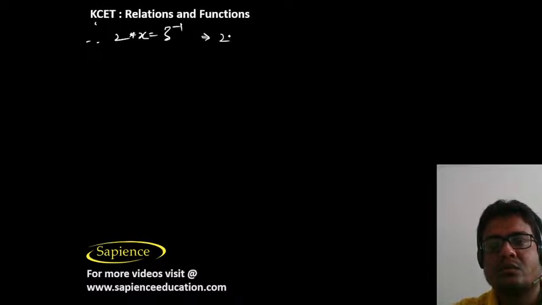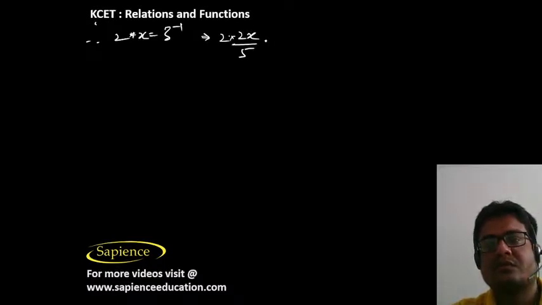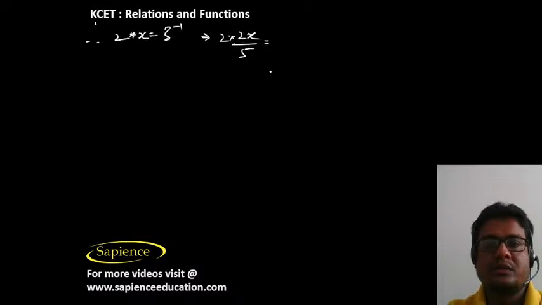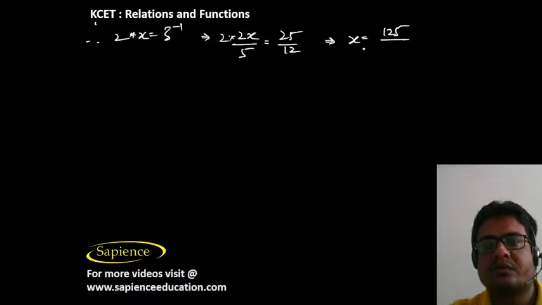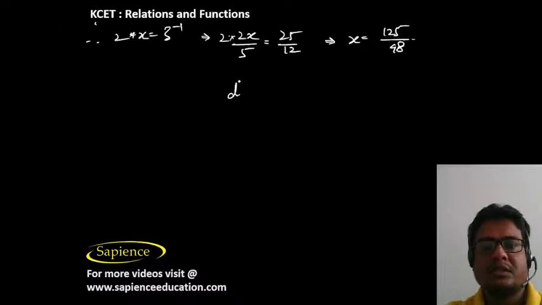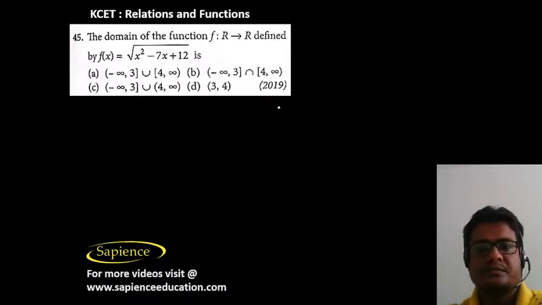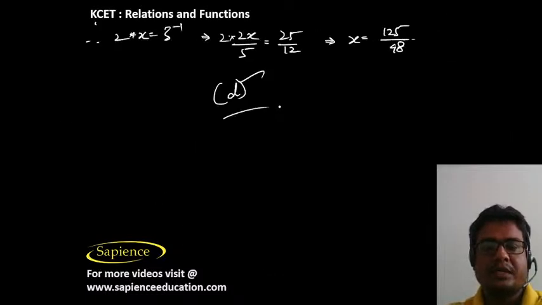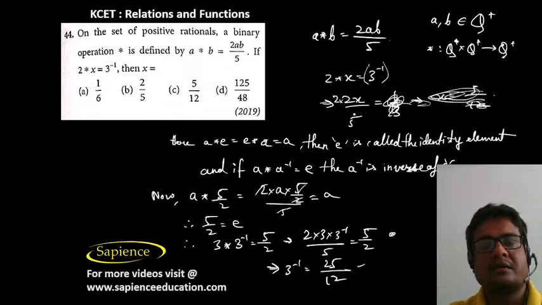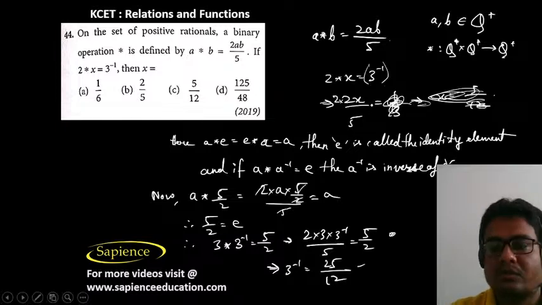Now we have been asked to find 2 star x equal to the inverse of the element 3. That will be 2 into 2x by 5 equal to the inverse of the element 3, which we have found as 25 by 12. Therefore x will be 5 into 25, that is 125 by 48. So x is 125 by 48, and option D is the correct answer. If you are unable to understand any of the steps, or have any doubts, please write to us in the comment section.